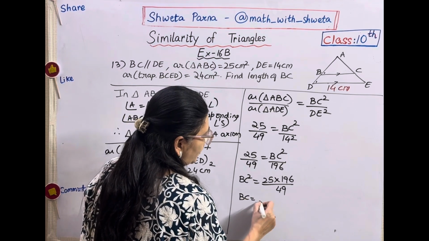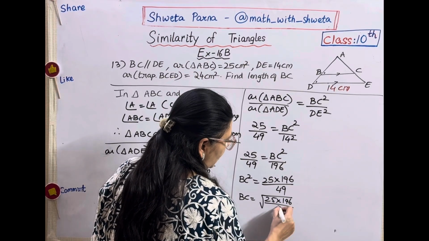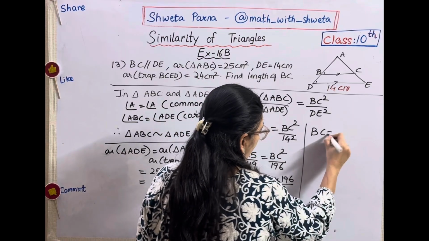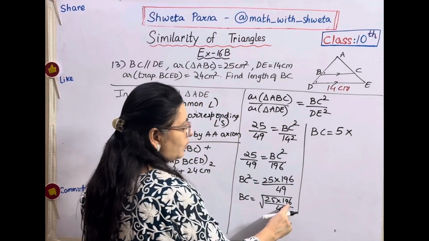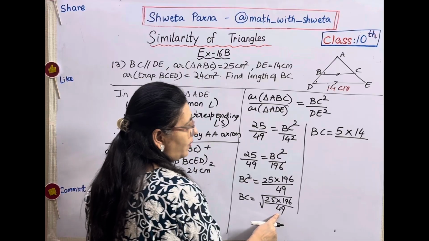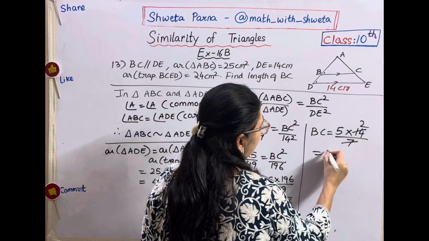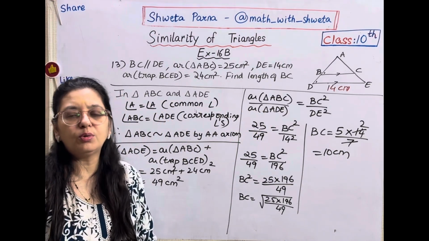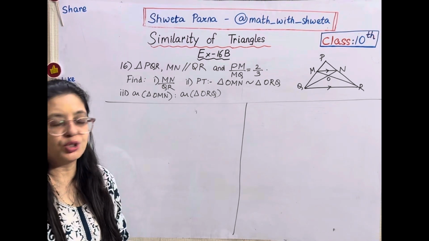What is BC? BC is square root of 25 into 196 upon 49. So what is the square root of 25? It is 5. Into what is the square root of 196? It is 14. Upon what is the square root of 49? It is 7. So 5 into 14 upon 7, the answer is 10 centimeter. Yes? Chalo, let's go to the next one. Started? Yes, let's go to question number 16.